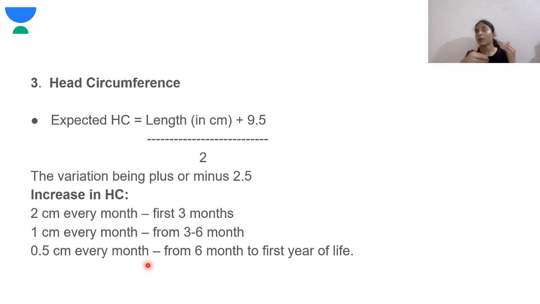So there is a pattern also. How does the increase in head circumference happen? In the first 3 months of life, the head circumference increases by 2 centimeters every month. This is divided into first 3 months, 3 to 6 months, and 6 to 12 months. The first 3 months it is 2 centimeters every month. The next 3 months, that is 3 to 6 months, is 1 centimeter every month. And the last 6 months, that is 6 to 12 months, it is 0.5 centimeters every month. So keep this in mind.